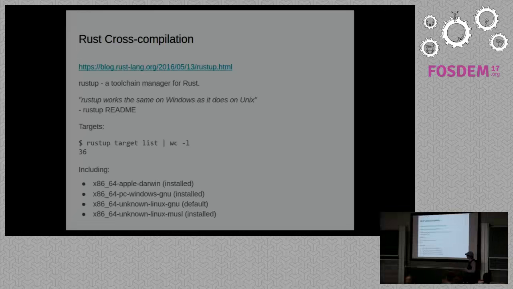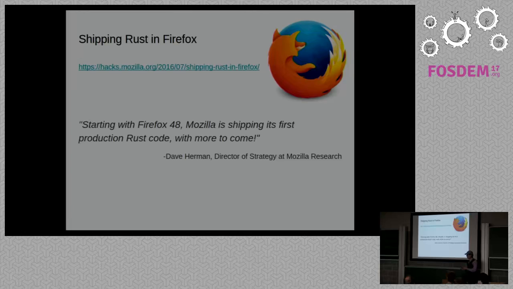And one of the other things that was really great for me was reading the RustUp README. They have a section called RustUp on Windows. And the first line is this thing right here where it says, RustUp works the same on Windows as it does on Unix. And so that means they're treating Windows as a first-class citizen. And Rust as a project actually works on Windows and has to, because Mozilla is deploying Rust as part of Firefox now.